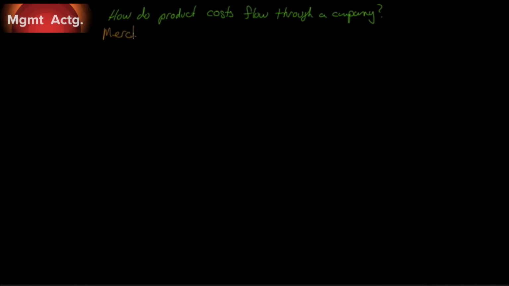The bulk of Chapter 2 is really concerned with this primary question I'm writing down now. How do product costs flow through a company? When I say through a company, I mean through the financial statements, of course. Not period costs, we know those hit the income statement, but how do product costs flow through?